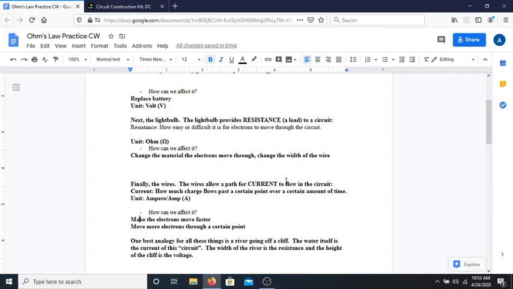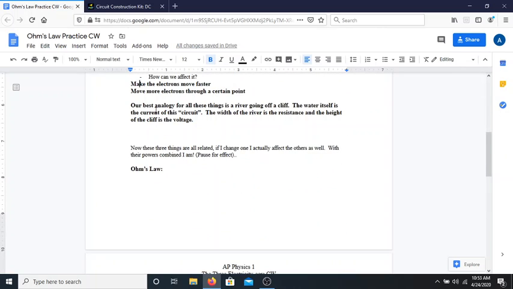Now, these three pieces of circuits, voltage, resistance, and current, all work together to govern how the circuit works. And they come together to form a very specific rule. And once again, this is our best analogy. If we're going back to this river going off a cliff, the water is the current, the width of the river is the resistance, and the height of the cliff is the voltage.